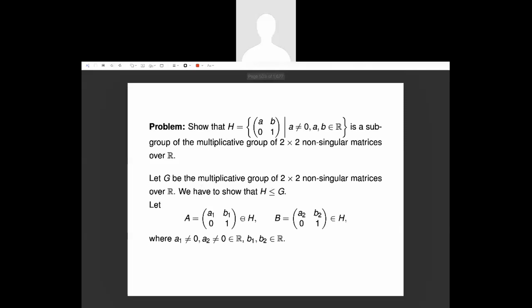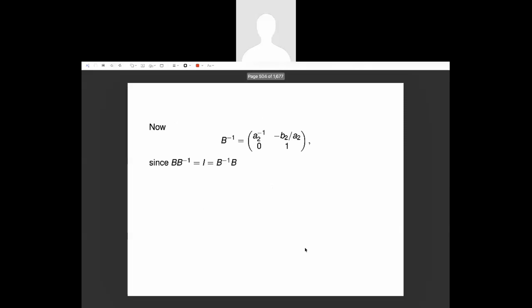So A, the matrix with entries A1, B1, 0, 1, belongs to H. B, the matrix with entries A2, B2, 0, 1, is also an element of H. Clearly A1 is not equal to 0 and A2 is not equal to 0, and A1, A2, B1, B2 are elements of R. So now we take B inverse.